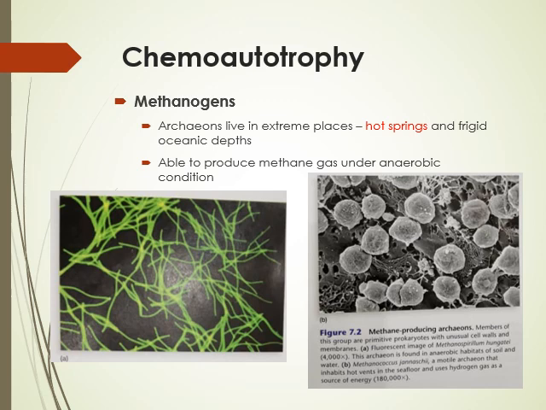Another chemoautotrophic group are the methanogens. Methanogens are archaea that live in extreme places such as hot springs and the frigid oceanic depths. These methanogens are able to produce methane gas under anaerobic conditions. For example, here we have two types. Number one is called Methanospirillum hungatei. The morphology is spiral, spirillum. This archaeon is found in the anaerobic habitat of soil and water.